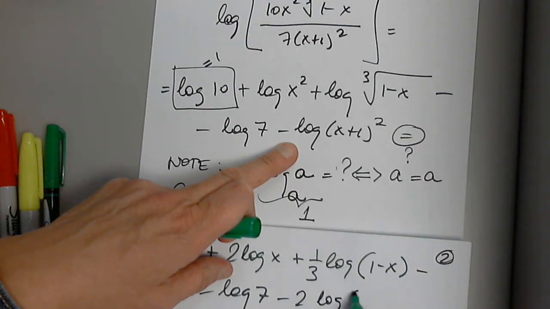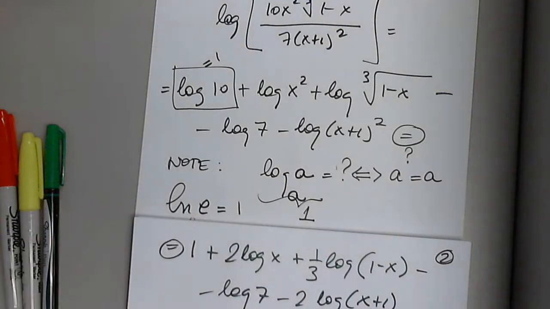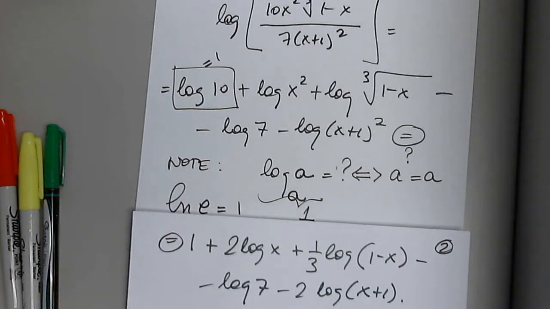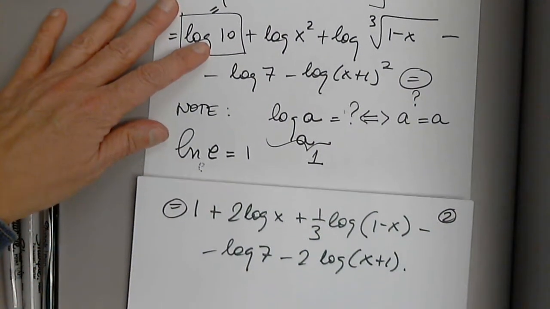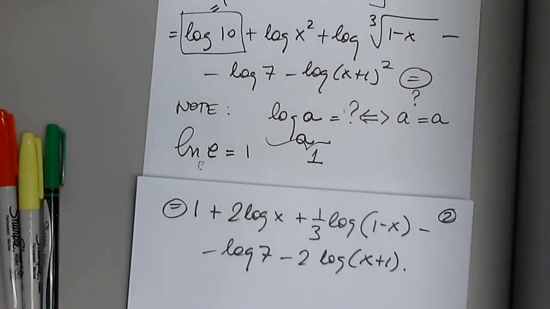Minus 2 log x plus 1, which no one can change. So this was another example with expanding. Any questions on this? That's the final answer. Let's move on to condensing.